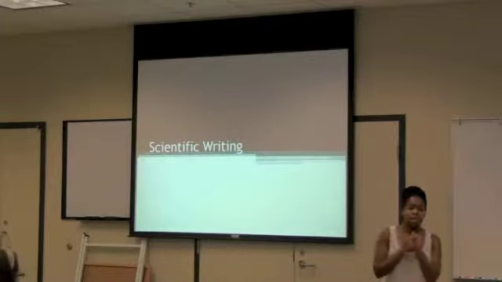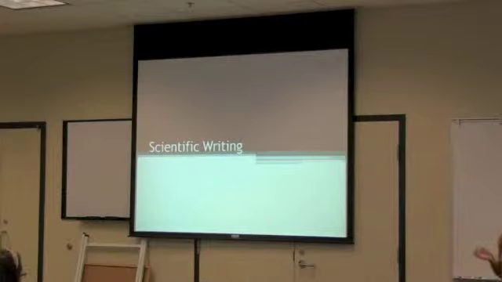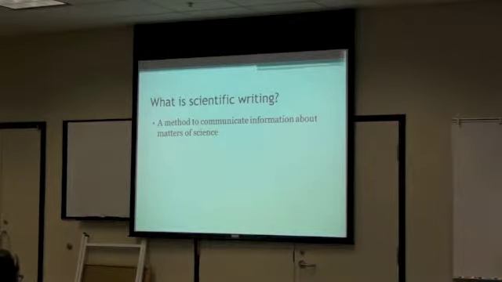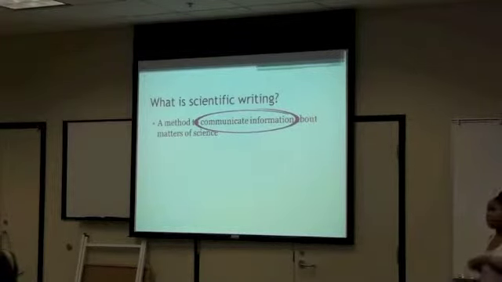Okay. So we're going to go ahead and start. Everyone has the paper, the packet? All right, so we talked about this earlier about how scientific writing is a method to communicate information about matters of science. So we got an idea of it. Now let's get very specific. The main point here is to communicate information. Like I said, I don't want to know how you feel about it. I don't want to know how someone else feels about it or how colorful you can make it sound. I just want to know the facts, okay?